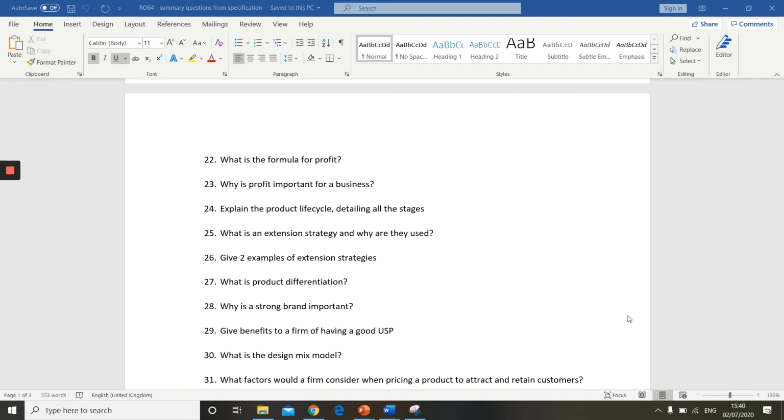Question number 25. What is an extension strategy and why are they used? So think back to the product life cycle, think back to why a business would want to introduce an extension strategy, and then explain it. Question 26 is giving examples. You may find that you wish to give examples in your answer for 25, as it may help support your answer. So you can do questions 25 and 26 together, as long as you give 2 examples of extension strategies whilst you are explaining what they are. Pause the video now and answer the question.